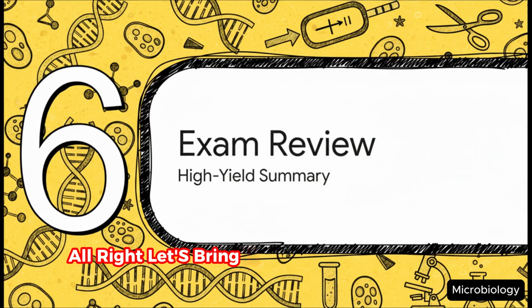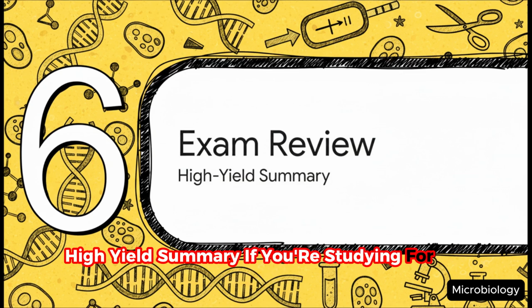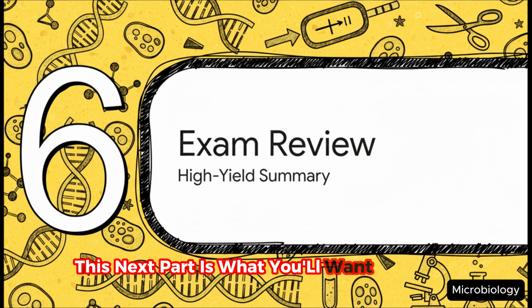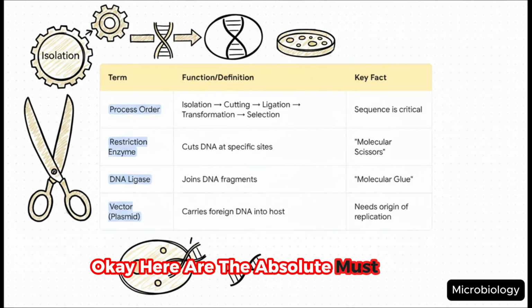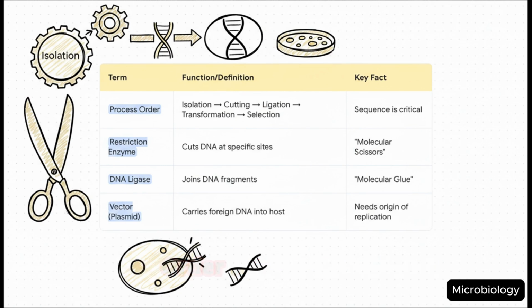All right, let's bring it all home with a super fast, high-yield summary. If you're studying for an exam, this next part is what you'll want to tattoo on your brain. Okay, here are the absolute must-knows. First, the process order. Isolation, cutting, ligation, transformation, selection. It's a logical flow.